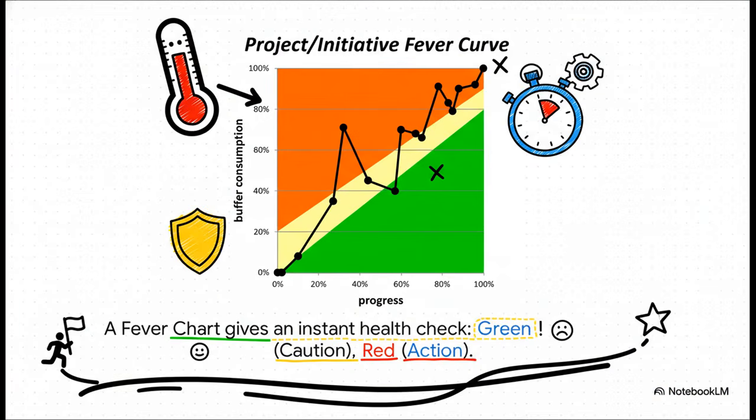It's super simple. Along the bottom, you have how much of the project is complete. And up the side, you have how much of your project buffer you've used up. If you're making lots of progress without burning through your buffer, you're in the green. All good. If you're burning buffer faster than you're making progress, well, you're heading into the yellow and then the red. It's a dead simple, at-a-glance health check for your project.